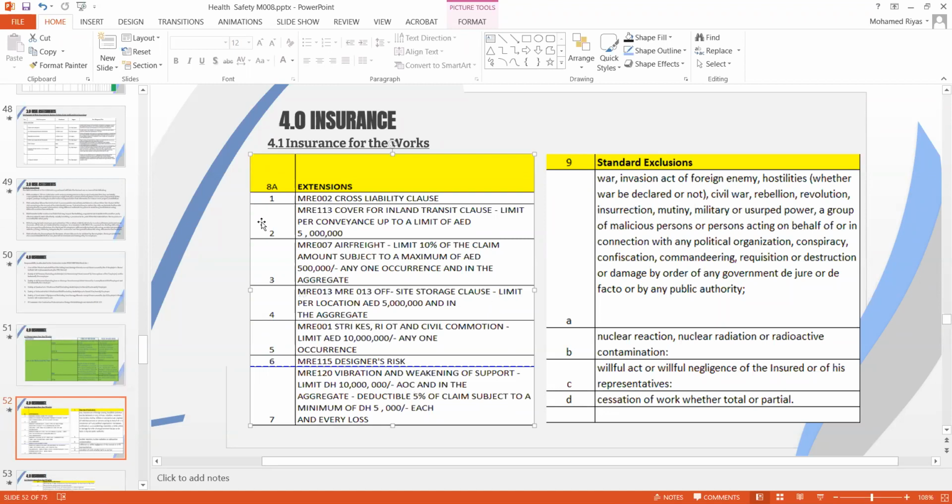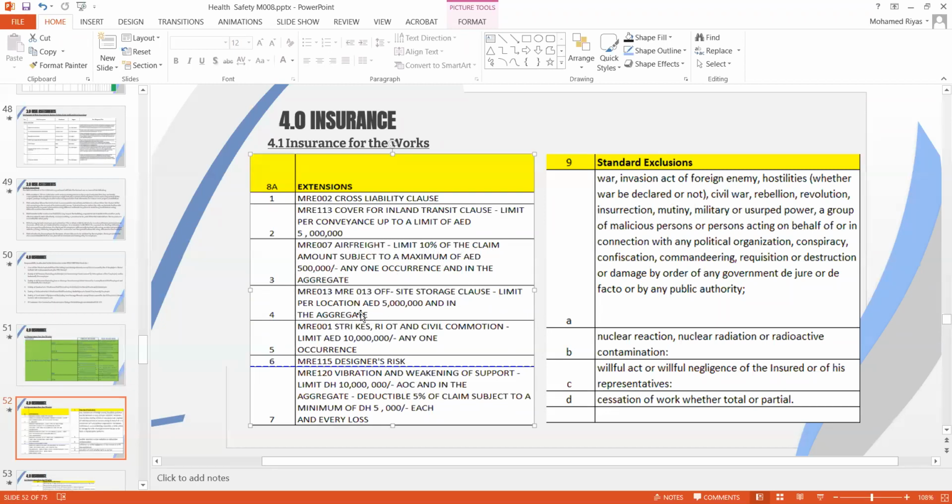Then we have a few additional covers, which we call extensions, to cover certain kinds of risk. If you have an inland transit clause, air freight, due to the urgency of the material to be delivered on site, you will have air freight limit up to 10% of the claim amount.